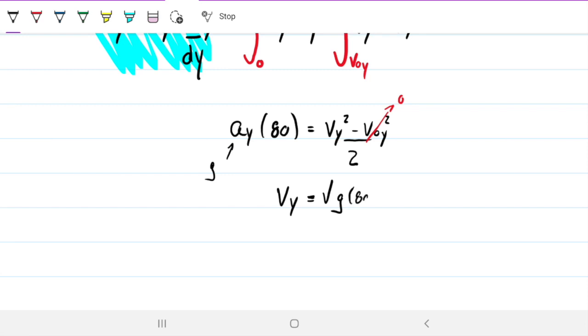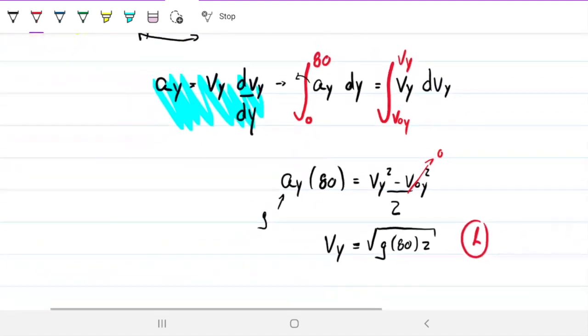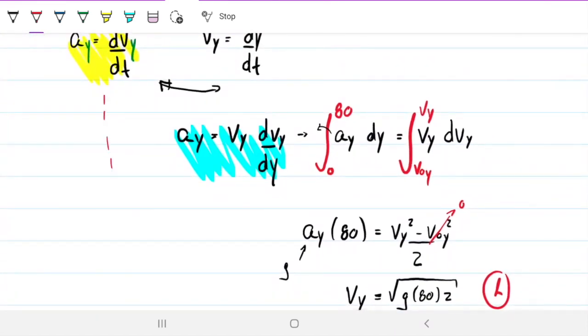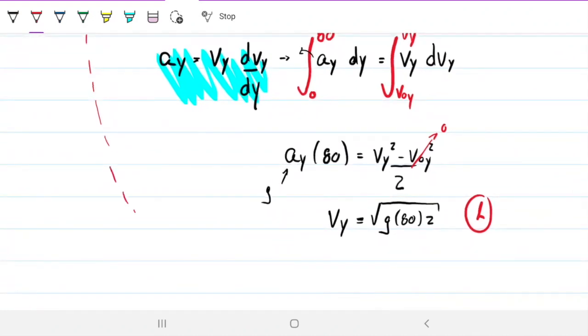Acceleration due to gravity, 80 being the height, and 2. So square root of all that. Cool. So this is one of the equations I'll be using. Equation 1. Now let's go back to the time factor. So let's bring this guy down and let's solve that one.